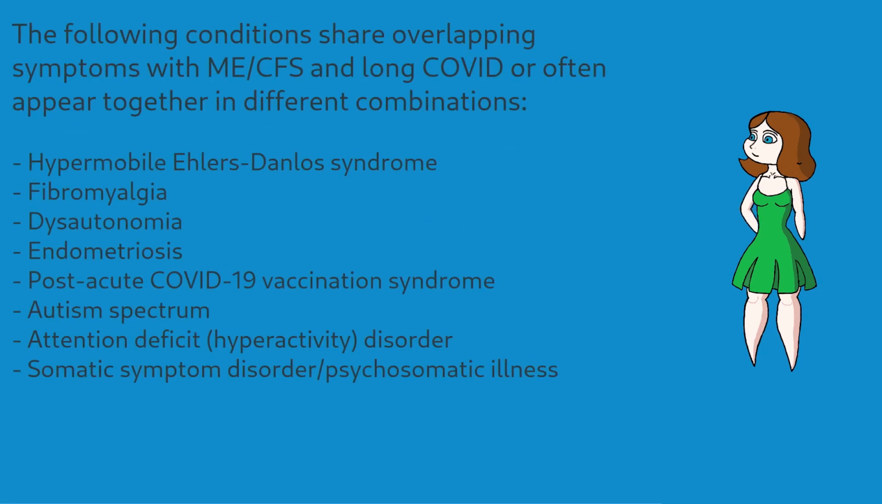Chronic ER stress may also play a role in disorders like hypermobile Ehlers-Danlos syndrome, fibromyalgia, dysautonomia, endometriosis, and post-acute COVID-19 vaccination syndrome, and possibly even in diagnoses like autism spectrum, attention deficit disorder, and somatic symptom disorder.